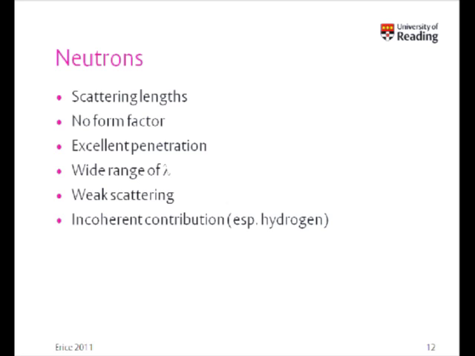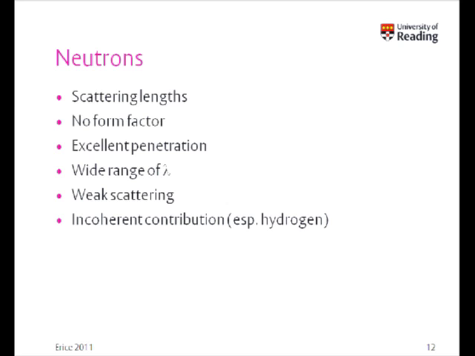Neutrons, again, we'll hear a lot more about these throughout the week, so I'm not going to say very much, other than to point out that they have various benefits, particularly the lack of a form factor, and the fact that they have scattering lengths that vary in a sort of non-periodic fashion, as against those of X-rays, where they vary periodically with the number of electrons. They have excellent penetration properties, so if you want to prepare samples at extreme conditions, I think it's still fair to say it's very much the radiation of choice.